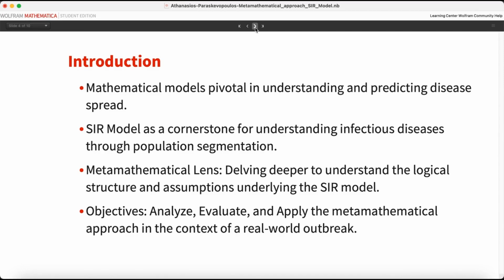Today, we are not just looking at the math part of it. We are also thinking about the big ideas and assumptions behind this model. Our goal is simple. We want to use this deep thinking approach to better understand real-world disease outbreaks. This will help us make smarter decisions and interpretations.